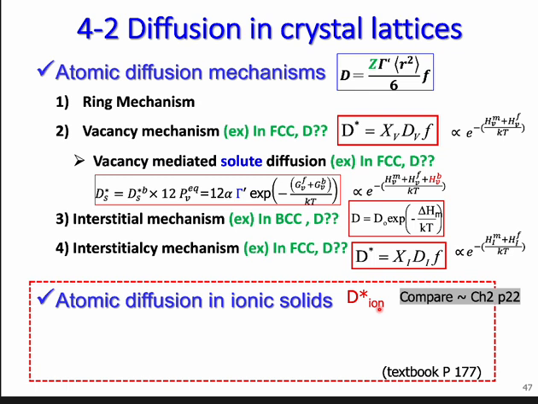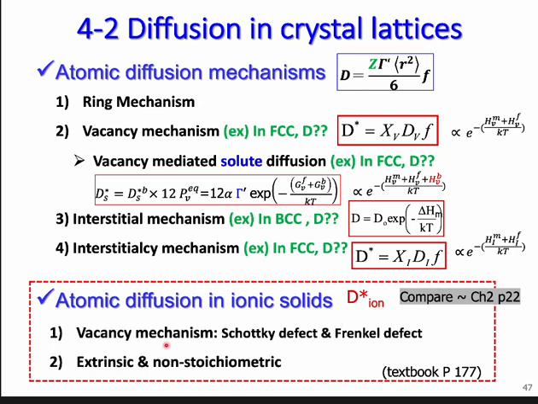And the diffusion mechanism in ionic solid materials, we just focus on the vacancy mechanism. Actually, it's similar to this one, and we are going to use the results directly from this part, which will be the diffusion coefficient D equals D0 exp(-Q/RT).